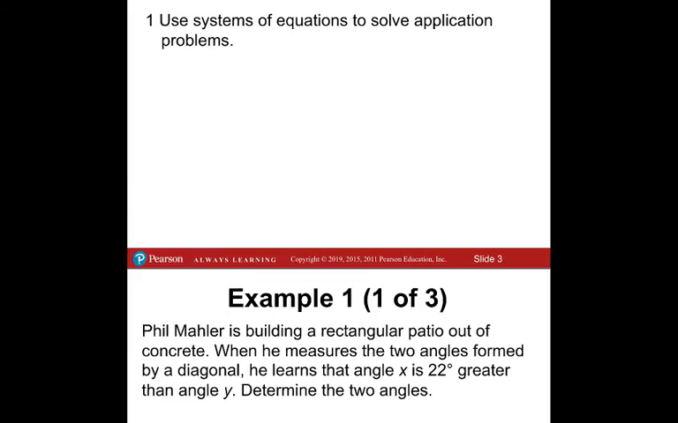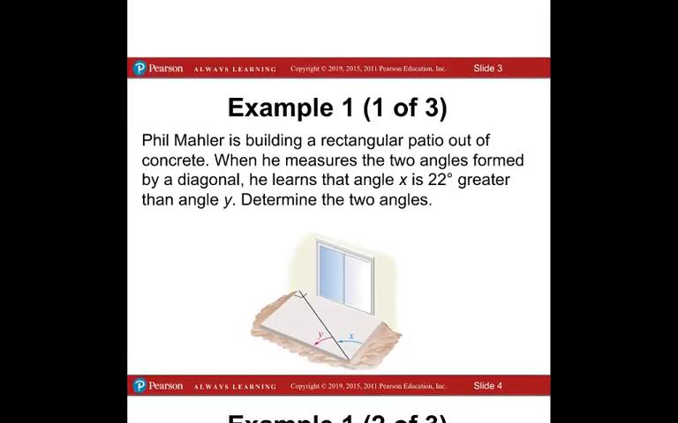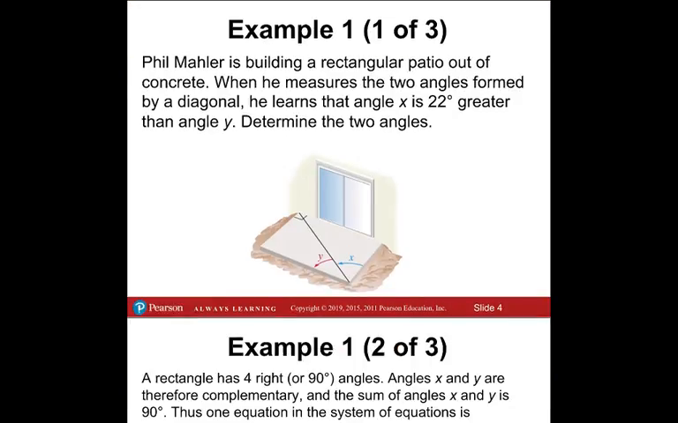We have this example. It says Phil is building a rectangular patio out of concrete. When he measures the two angles formed by a diagonal, he learns that angle X is 22 degrees greater than angle Y. Determine the two angles. Okay, let's give it a go. We got this. Let's add a page.